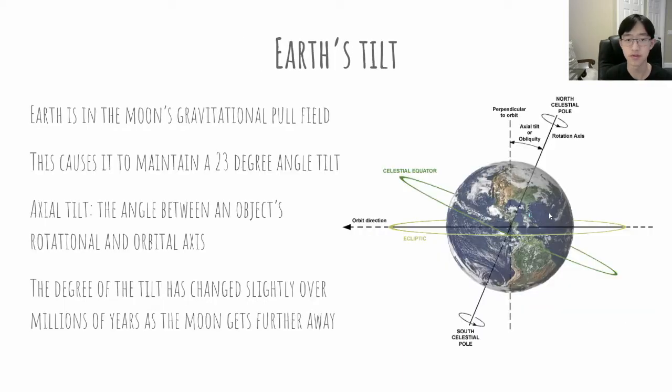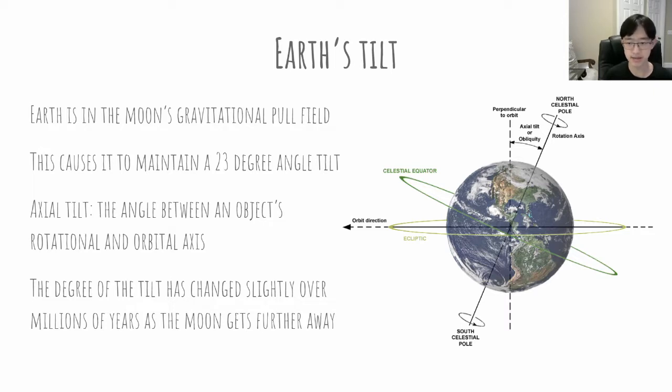So this pull caused by the moon causes the Earth to have a tilt. Or in other words, Earth is in the moon's gravitational pull field. And this causes it to maintain its well-known 23-degree angle tilt, or more specifically, 23.5 degrees. So this is called the axial tilt, and it's the angle between an object's rotational and orbital axis.